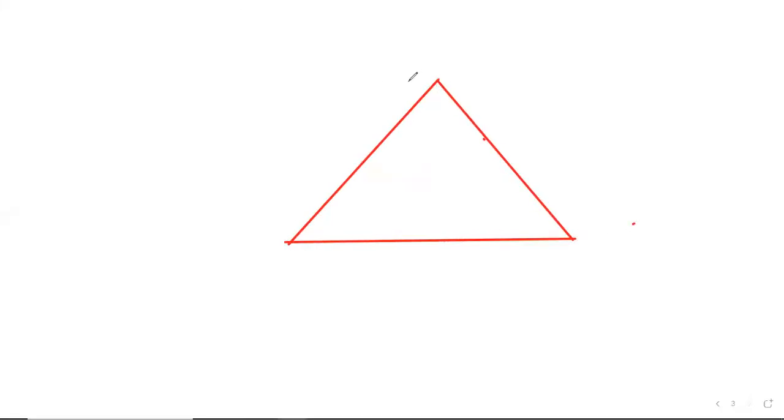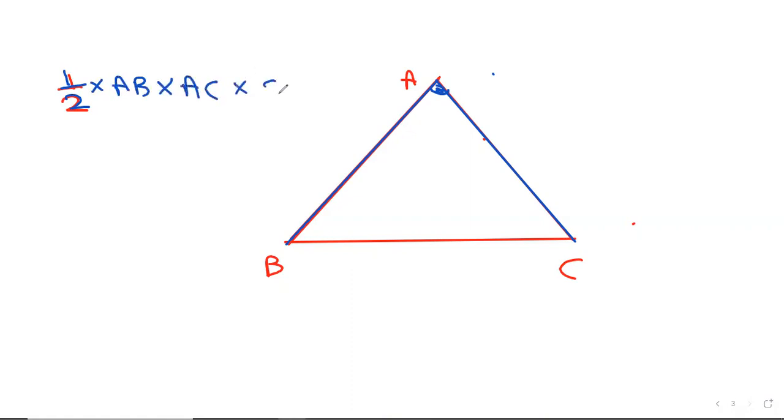So to find the area of any triangle, look here, we have a triangle like this one, A, B, C. We can find the area of this triangle. It's a half. We can take this side AB multiplied by AC, multiplied by sine A. So it's half multiplied by the product of two adjacent sides, AB multiplied by AC and multiplied by sine A. That's the area of the triangle.